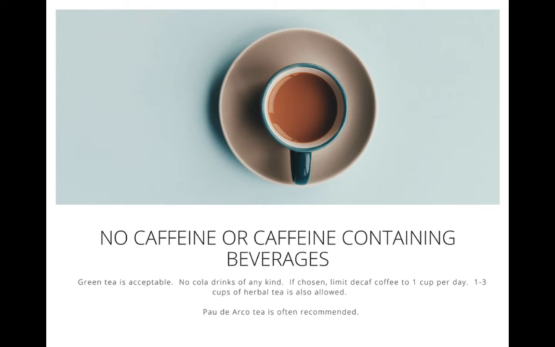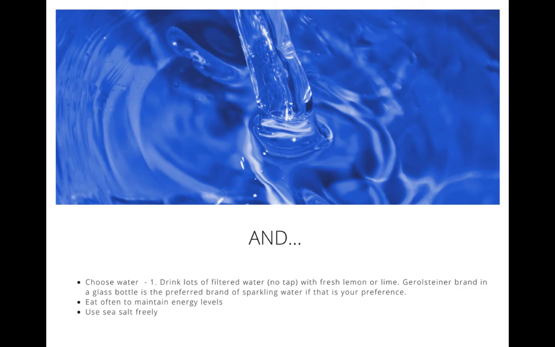And this tea here in the bottom, Palo d'Arco tea, is often recommended because it's an antifungal, and yeast is a fungus, right? It's a fungi. So it can help kill it off. So if you do have access to this tea, it would be a good idea to start implementing it. And again, we want to make sure that we're drinking enough water and that we're eating enough food to maintain our energy levels, because something that could happen is we start eating less.